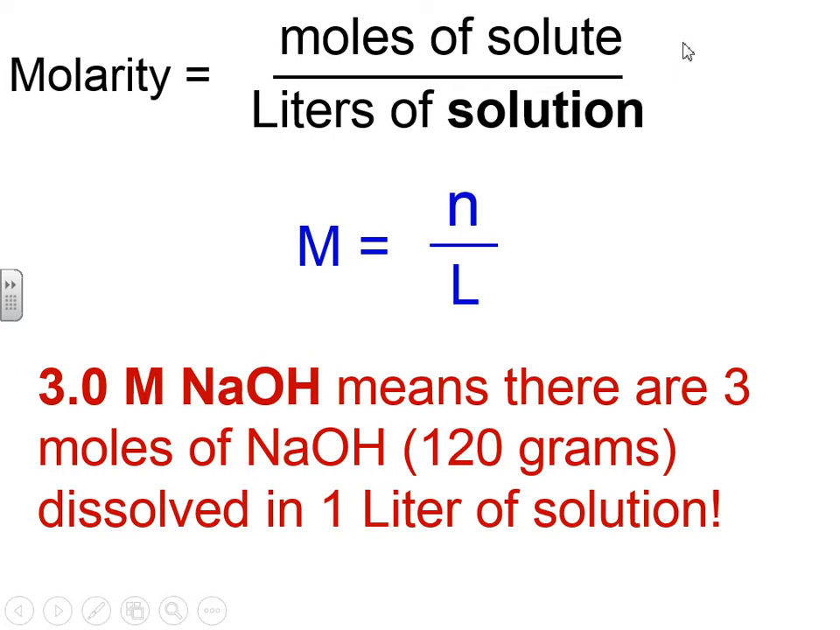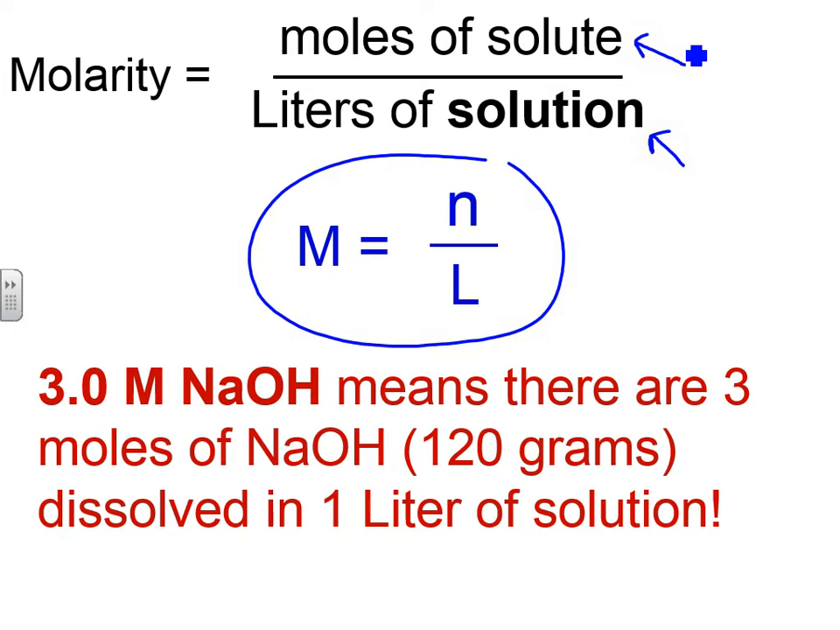The equation is pretty simple. You take the moles of your solute and divide it by the liters of total solution. Moles of the solute, remember, is what you're dissolving. And the solution would be the total liters in your mixture, essentially. It's usually shorthanded with M = n/L. Remember, n we use to represent moles, L for liters.